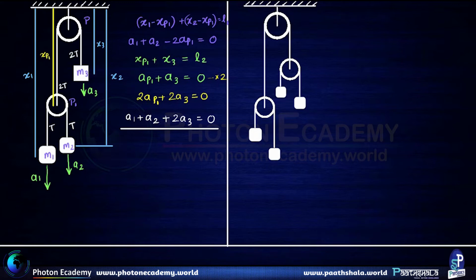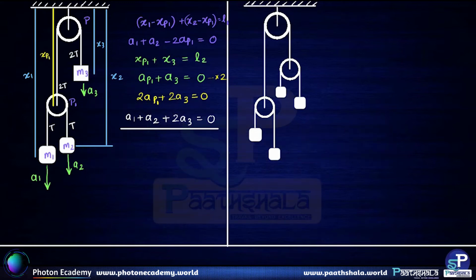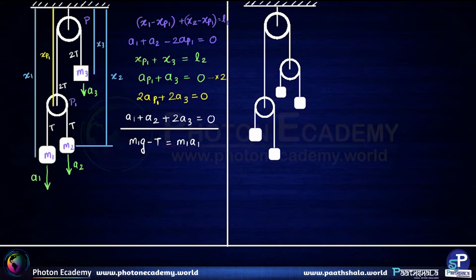Analyzing the block M1, we get M1G minus T is equal to M1A1. It's clear that at least one of A1, A2 and A3 is going to be negative. So all three of them cannot have the same sign because they are effectively adding out to be 0.